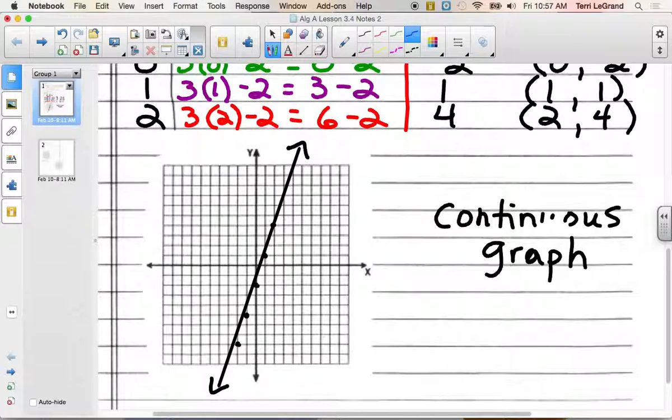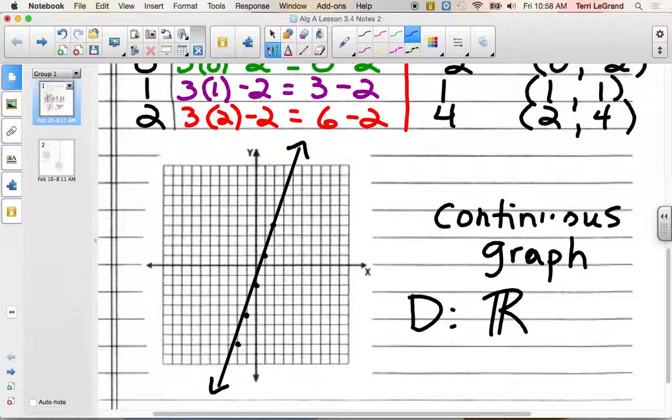And the reason is because the domain was all real numbers, that's why. Even though we see some actual x values in our table, it's because I picked those for you. Or if I said to you, you get to pick your own, you would put what you want in the table.